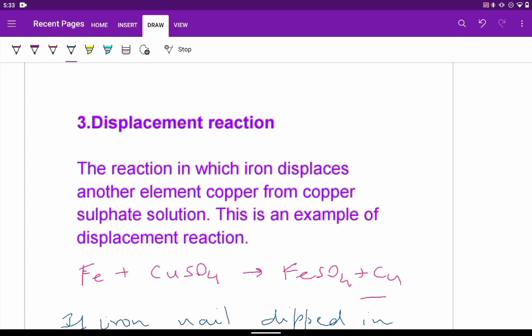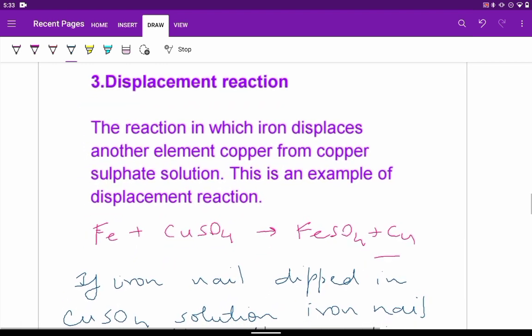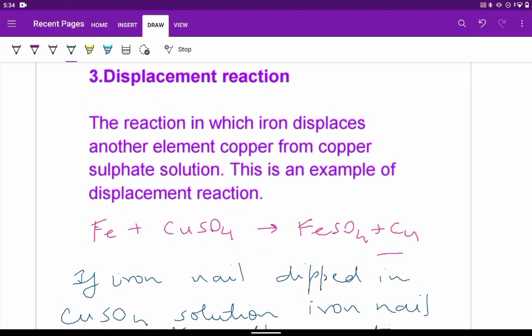Third type, displacement reaction. In this you see one element can displace another element from its compound. For example, iron displaces copper from the compound of copper, like copper sulfate. So see, Fe plus CuSO4 gives FeSO4 plus Cu. Fe has replaced copper from copper sulfate.